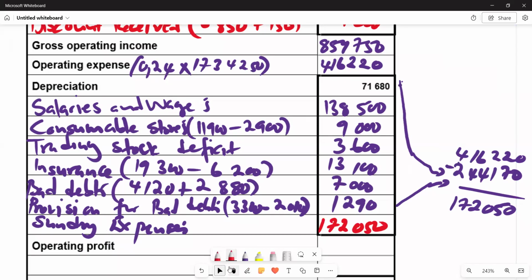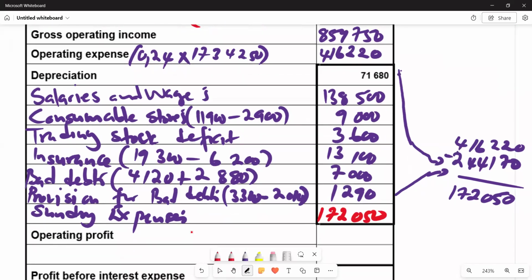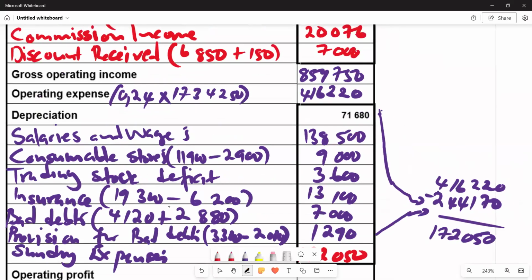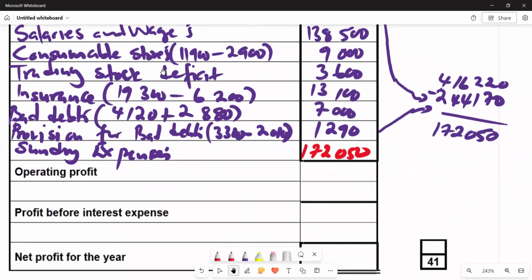So having done that, now we can go to our operating profit and find the figure for operating profit. To find profit, we say gross operating income minus operating expenses. So we can put this one in brackets. We'll subtract here. The answer that we are supposed to get here as our operating profit is going to be 443,530.